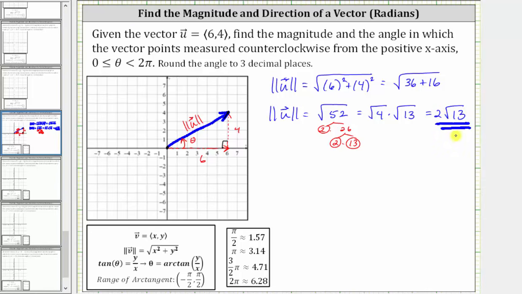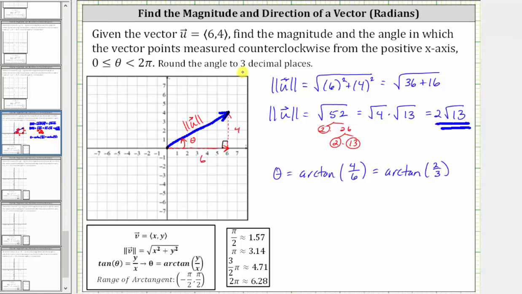And now let's determine the direction of the vector, which is the angle theta. Theta is equal to arctangent of the ratio of the opposite side to the adjacent side, or y divided by x, which is 4 divided by 6. Simplifying, we have arctangent 2/3. Notice our angle is in the first quadrant, and this angle is in the range or output of arctangent, and therefore the calculator is going to give us the angle that we are looking for in one step. This will not always be the case.